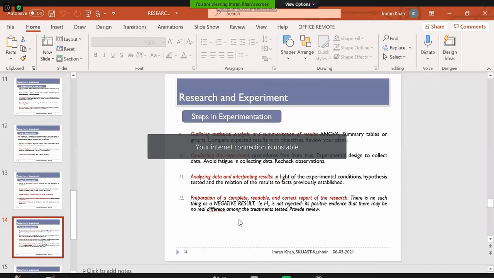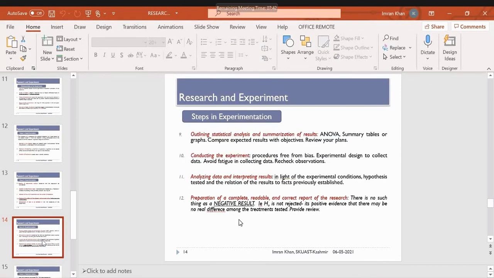So there is no such thing as a negative result. See, I don't know whether you have heard the terms. We say, hey, whether my results are significant or not. Usually researchers say, if my results are non-significant, it's not that you have failed in your research. So that's what we call negative results, non-significant results.